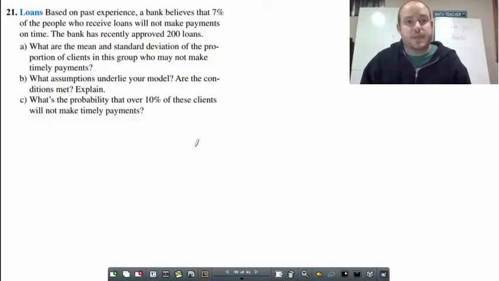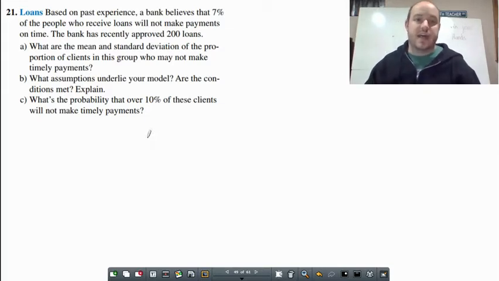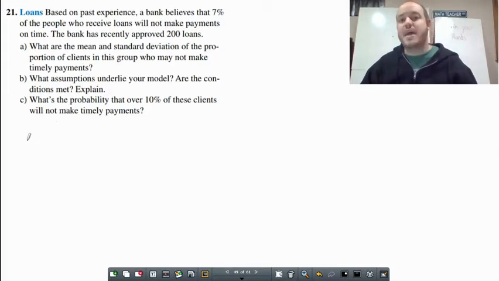This one says, based on past experience, a bank believes that 7% of people who receive loans will not make payments on time. The bank has recently approved 200 loans. So what have they just given us here? They've essentially told us that p is 0.07 and that n is 200. Looking at A, it says, what are the mean and standard deviation of the proportion of clients in this group who may not make timely payments?